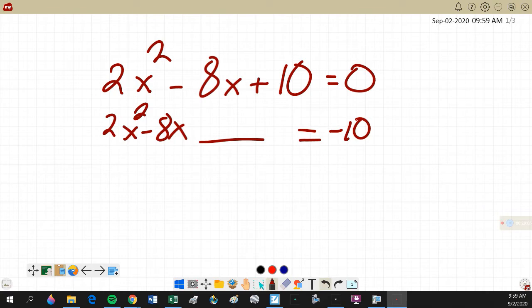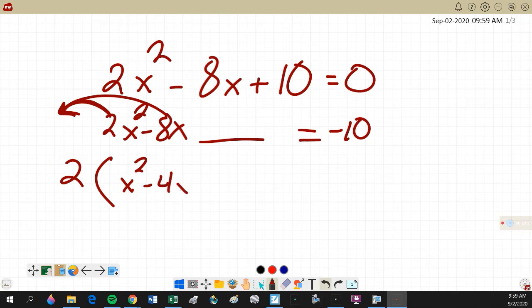Now, I've got to get this 2 away from the x squared, or completing the square doesn't work. Now, that's not totally true. I could force it to work, but it's too complicated. So to make my life easier, I'm going to pull out a 2. But if I do that, I also have to pull a 2 out of here. And then I get x squared minus 4x equals negative 10.